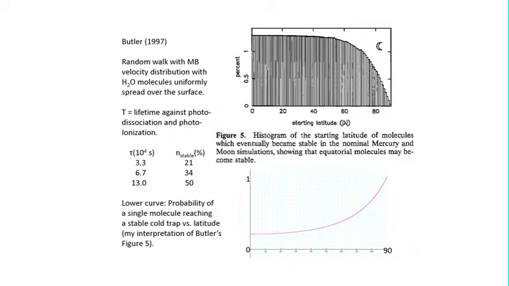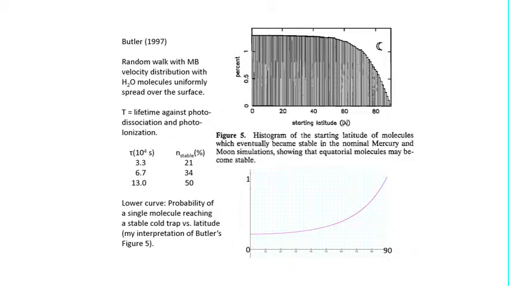And you say, wait a minute, why should 89 degrees contribute fewer molecules than the equator? They should have a much better chance of reaching a cold trap at 89 or 90 degrees than these guys. And so I struggled with that.